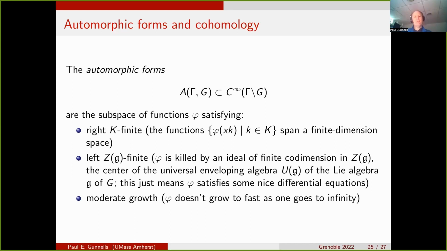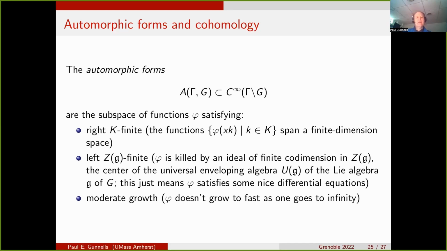The automorphic forms sit inside there, and they are the functions that satisfy the following properties. They have to be right K-finite. If you take these functions and translate them on the right by K, then you get a finite dimensional space. By construction, they're gamma invariant on the left, so you see that doesn't interfere here because K is acting on the right.